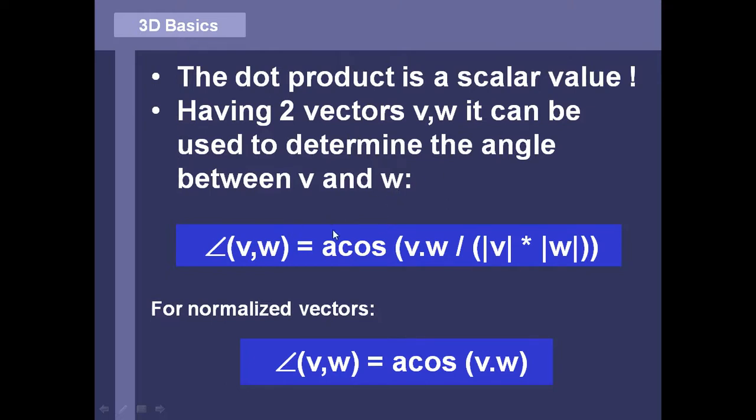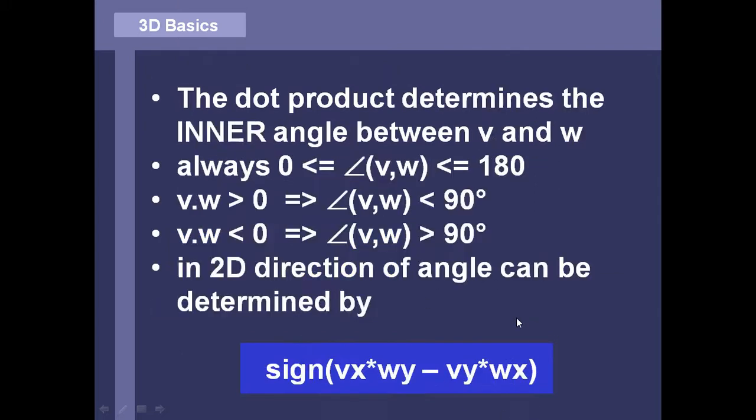How? You can find the angle by cos inverse of v dot w divided by the magnitude of v times the magnitude of w. For normalized vectors, the magnitudes are 1, so we have just cos inverse of v dot w. So the dot product determines the inner angle between v and w, and the angle between v and w always lies between 0 and 180.